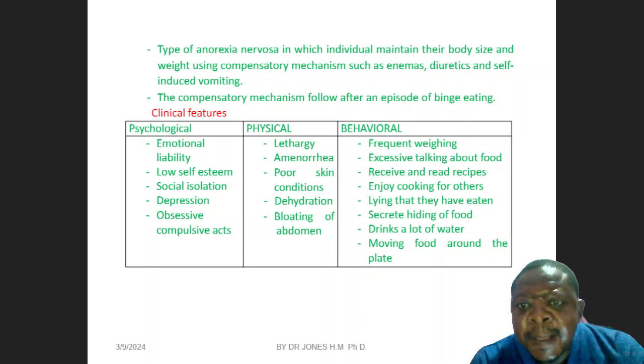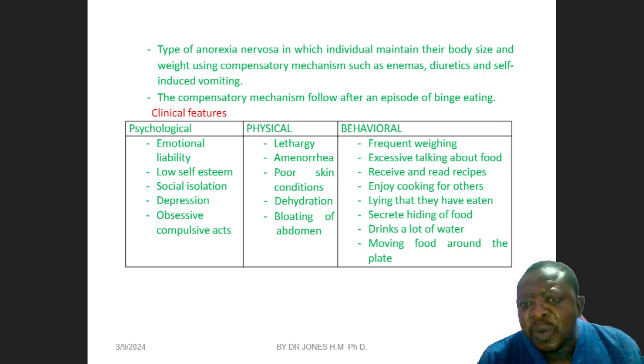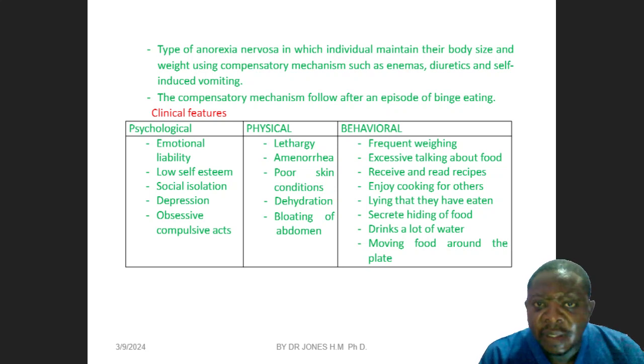Then the other clinical feature is moving food around the plate. They start playing with food instead of eating it, and you see that they take long when they are eating. And when you see the food that they have been eating, they have only scratched a bit, but they have been eating for some hours. So these are the clinical features that we see in anorexia nervosa under psychological, physical, and behavioral.